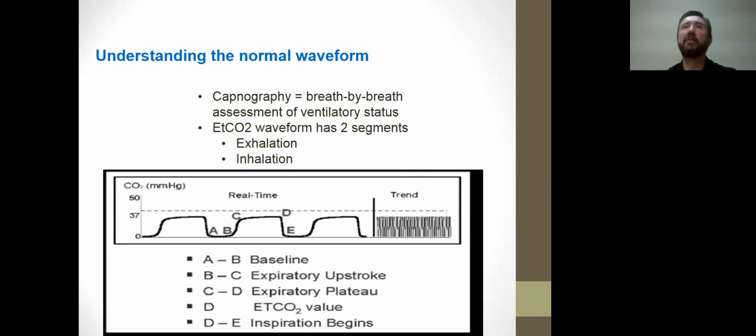Now, the height and slope of the alveolar plateau, the CD component, is dependent on the CO2 content of the alveoli, okay? The CO2 content is in turn dependent on the ventilation perfusion ratio of the alveoli. High ventilation perfusion alveoli contain relatively low partial pressures of CO2, while low ventilation perfusion alveoli contain really high partial pressures of CO2.